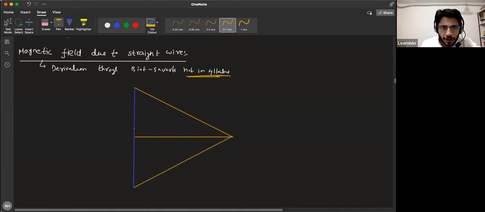So this is a straight wire. This straight wire is carrying some current I. The straight wire starts from point A and it ends at point B. This is the perpendicular distance between the wire and the point, let's say. This angle is phi 1. This angle is phi 2. You're supposed to calculate the magnetic field here at point P.